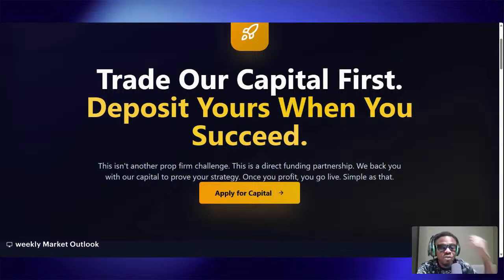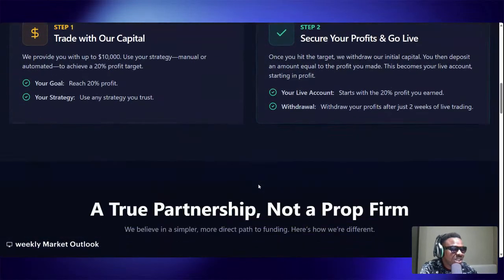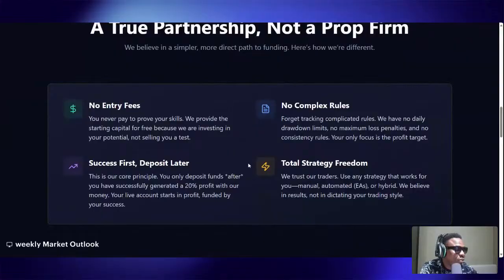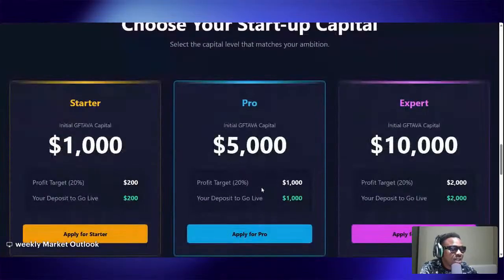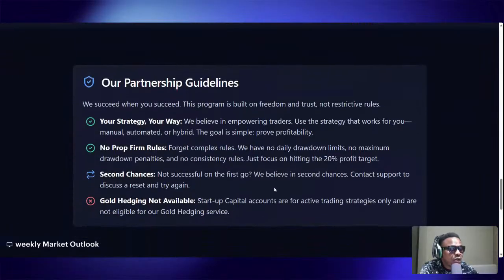So for some of you that are not even sure of your strategy, you can use another company's capital to test your strategy to see how effective it is going to be. Then when you have succeeded, you can decide to continue. It's similar to the product I just told you about, but this is more clear about the company and how they run it.